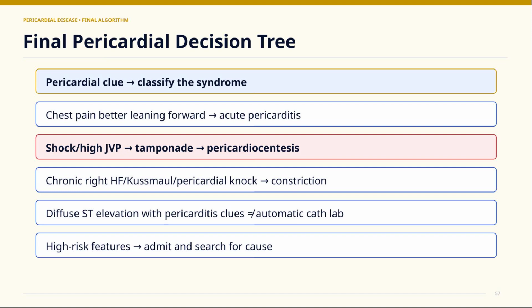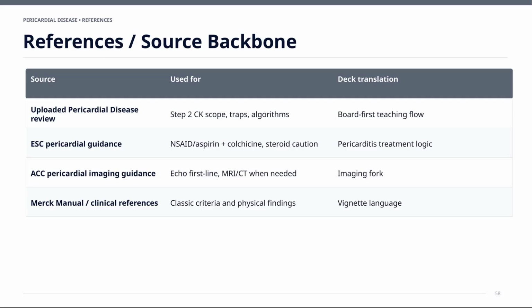Shock or high JVP, tamponade, straight to pericardiocentesis. Chronic right heart failure with Kussmaul sign or a pericardial knock, constriction. Diffuse ST elevation with pericarditis clues does not mean an automatic trip to the cath lab. And any high-risk feature. Admit and go find the cause.